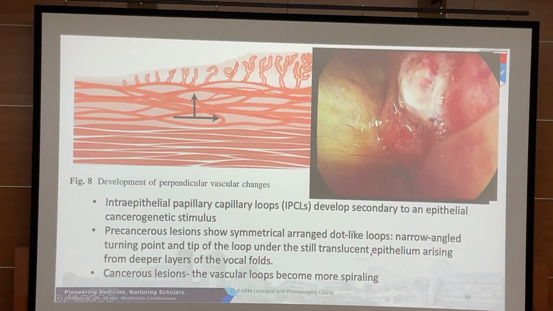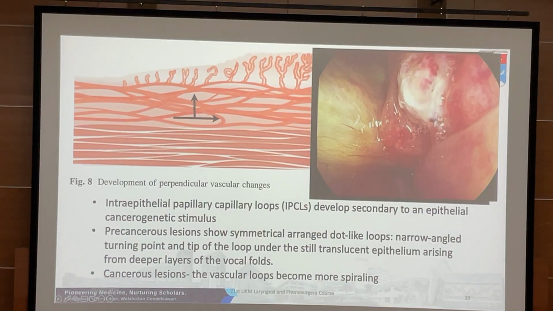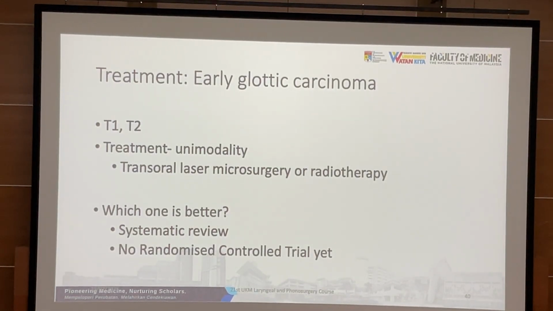And whenever the mass is malignant, the perpendicular vessel becomes spiral. Okay, as you can see, like a worm-like lesion. So in our center, if we see this, we tell the patient, without biopsy, I can tell you that this is a malignant lesion.